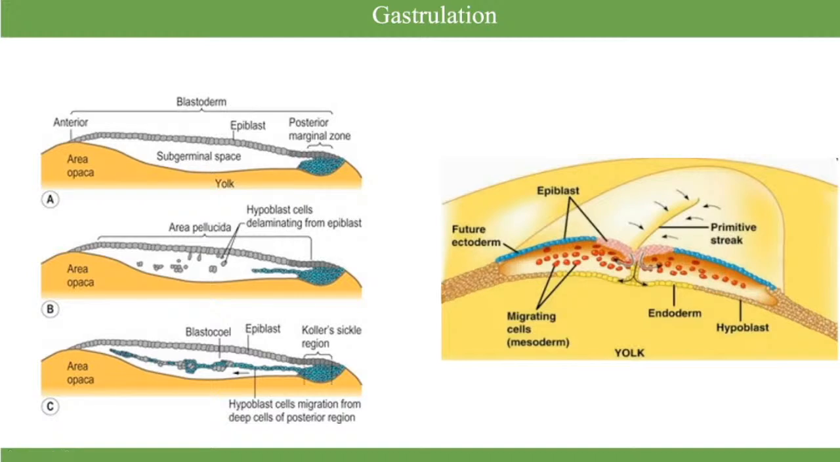Now a few remaining cells get delaminated. What does that mean, delaminated? It's a type of morphogenetic movement of the cells. So here, what type of movement are the cells following? It's delamination. A few remaining cells get delaminated and they migrate individually into the subgerminal cavity. You remember this is the subgerminal cavity, and the cells from here are individually delaminating and moving into the subgerminal cavity to form primary hypoblast.